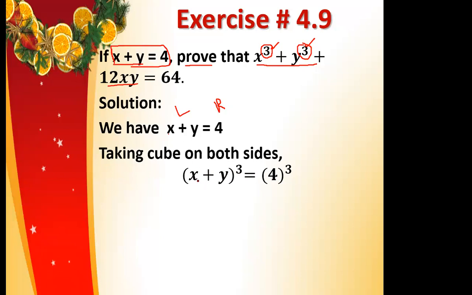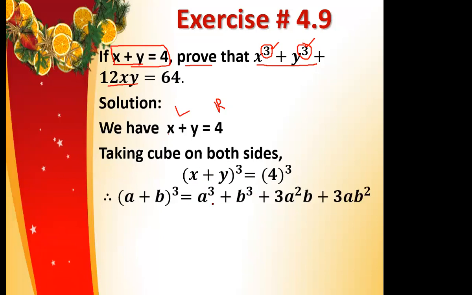If you can see x plus y cube, here comes a formula in your mind, which is a plus b whole cube. Okay, a plus b whole cube is equal to a cube plus b cube plus 3a square b plus 3ab square. This is the formula that comes in your mind, right?